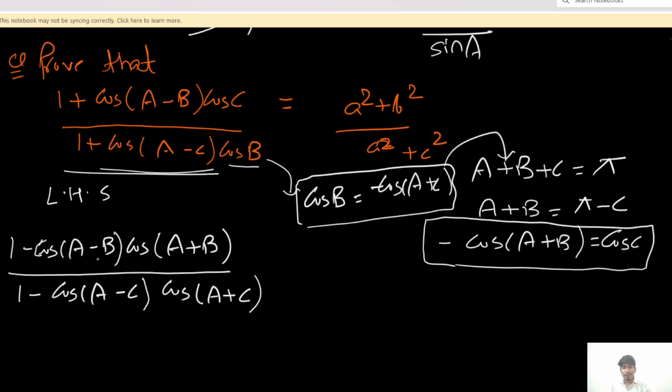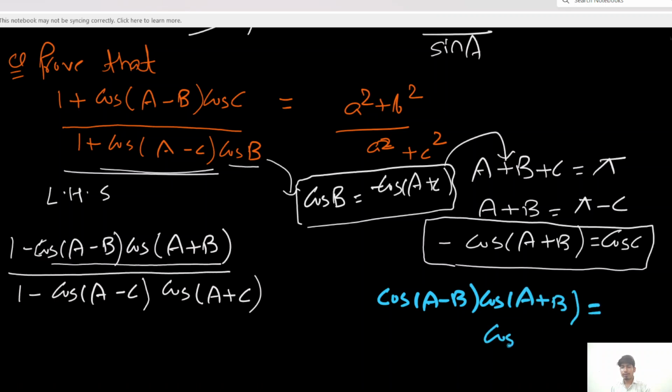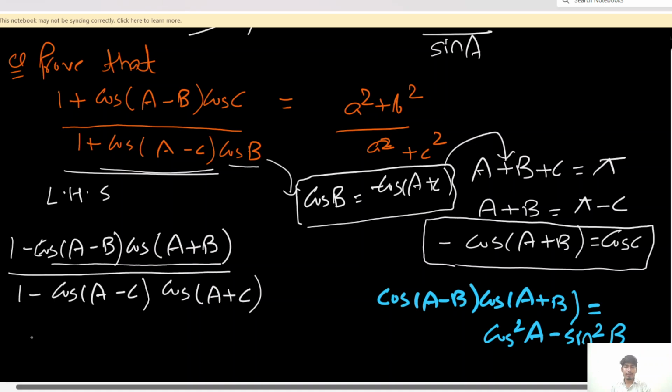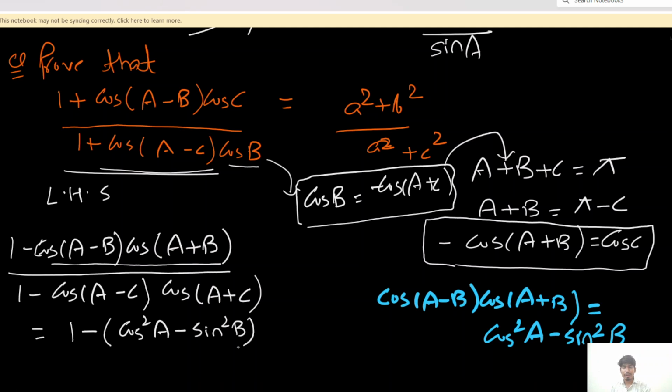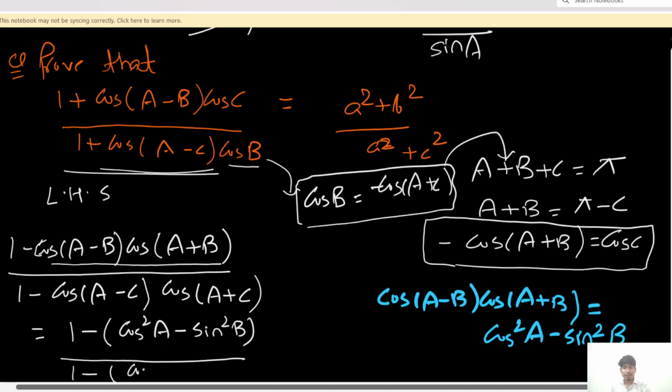Okay students, what is the value of this? This is one identity: cos(a minus b) into cos(a plus b) is cos square a minus sine square b. Use this identity here. We get 1 minus (cos square a minus sine square b), and the denominator is also 1 minus (cos square a minus cos square c).